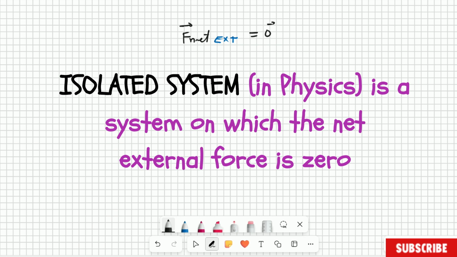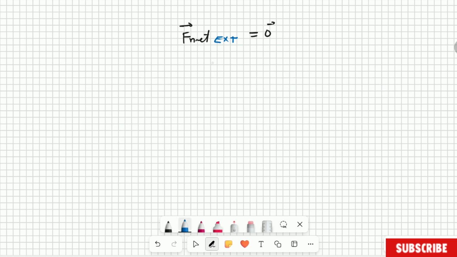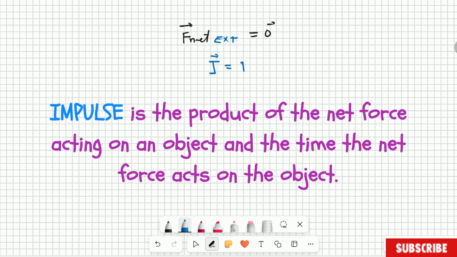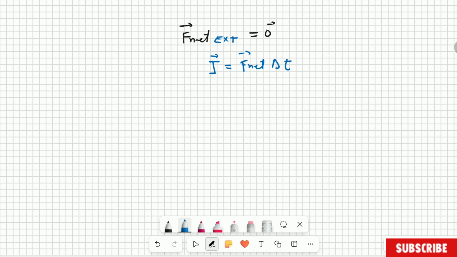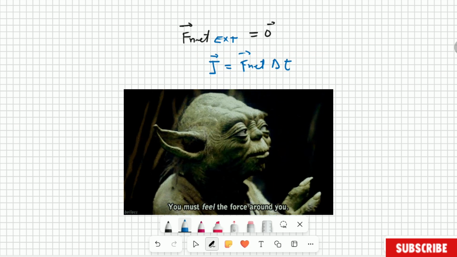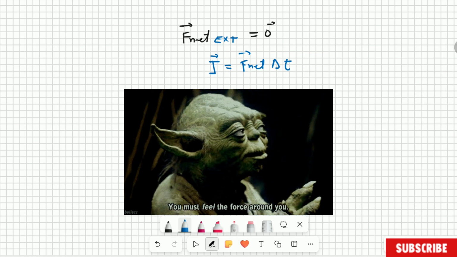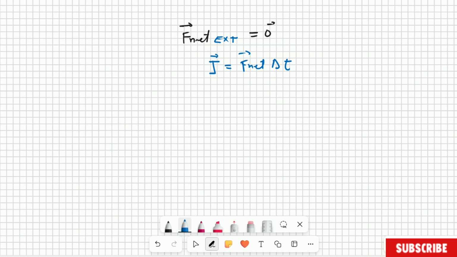Okay? Now you remember that impulse is equal to F net multiplied by time. Is that correct? Okay. Now, if the net external force is 0, the impulse of the external forces is also equal to 0. Is that clear? So this impulse here, I'm going to write the external forces, is going to be equal to 0.